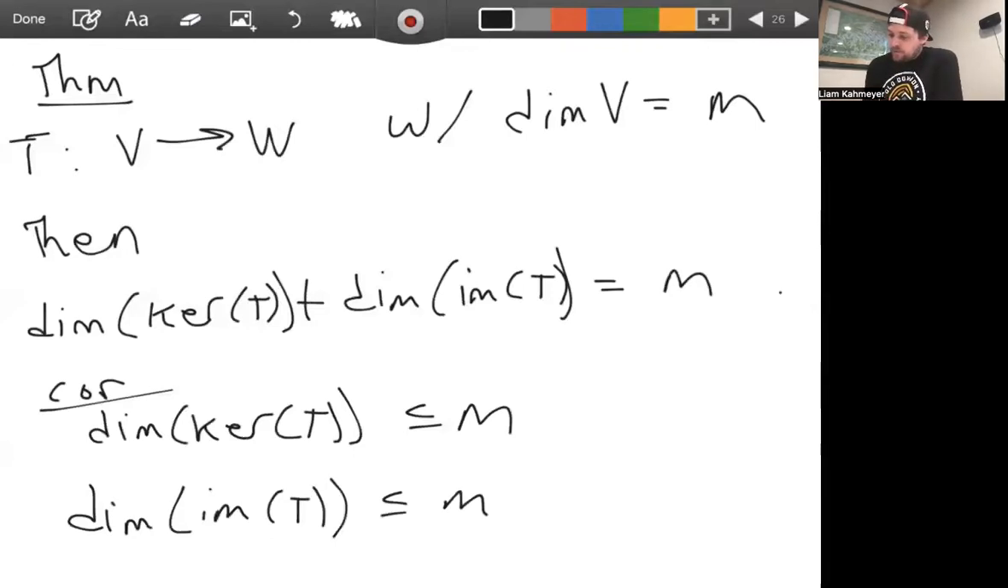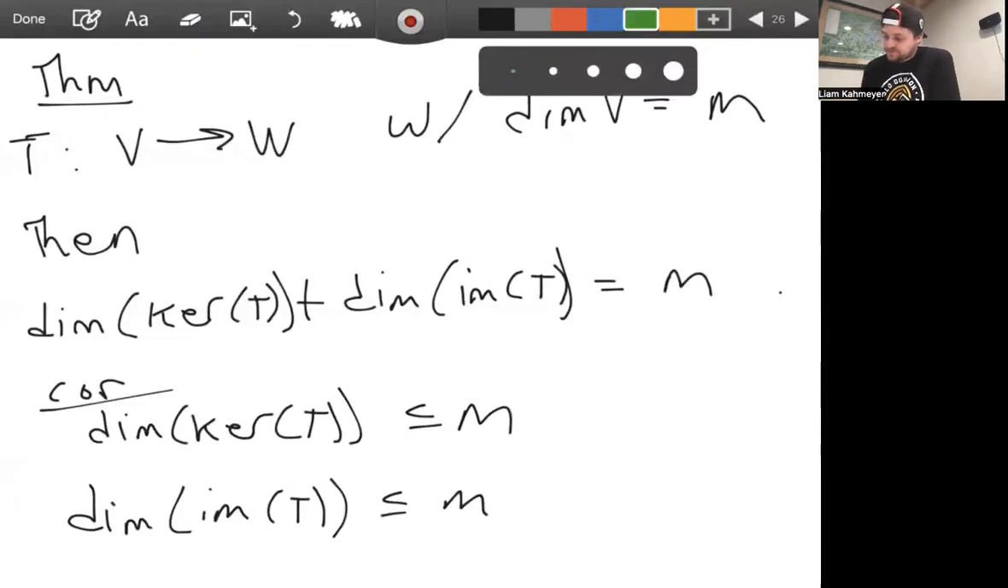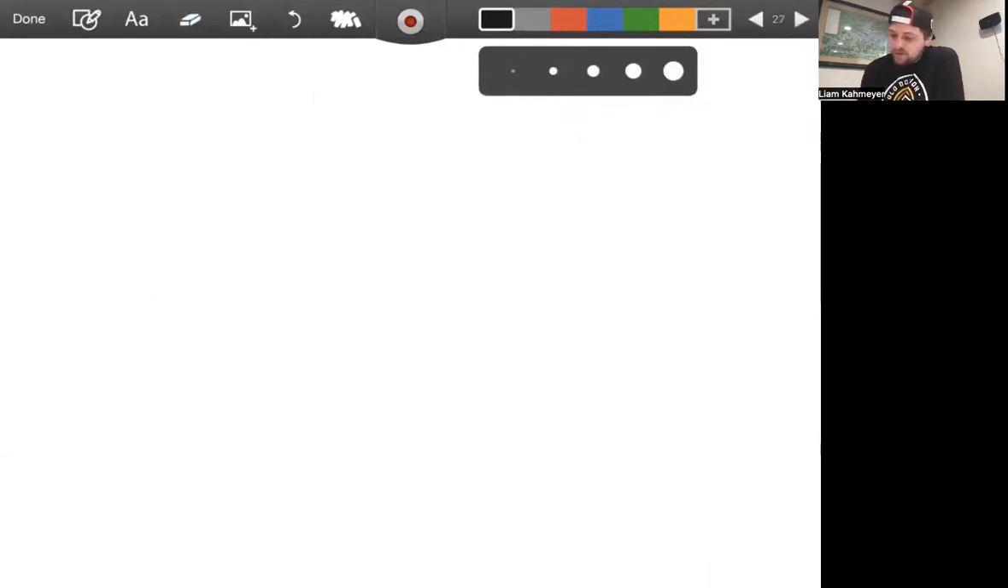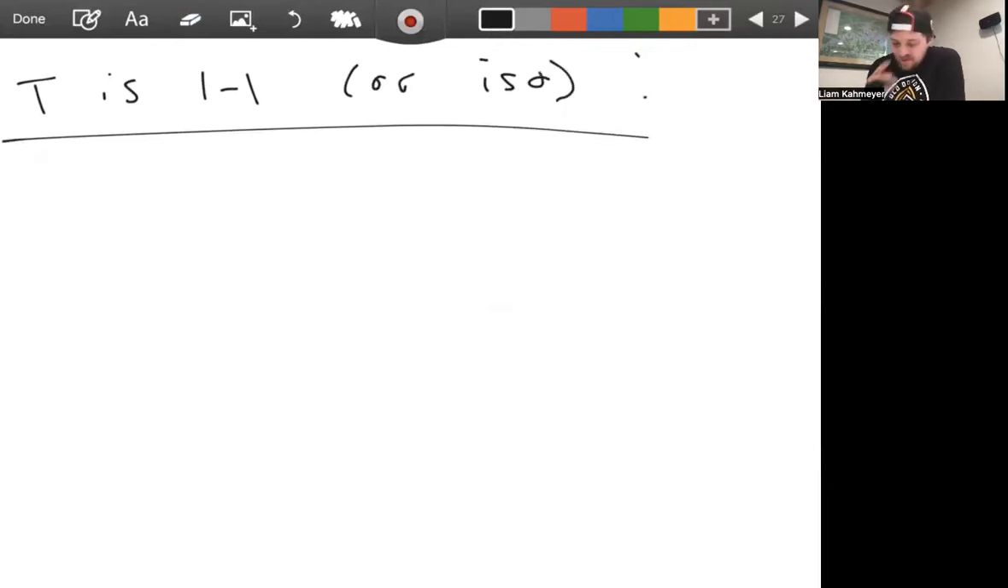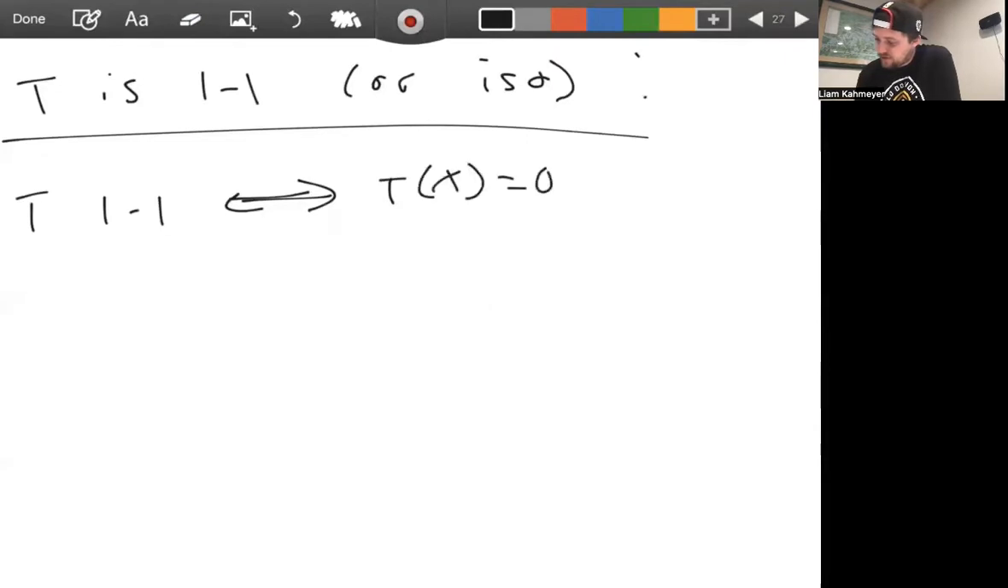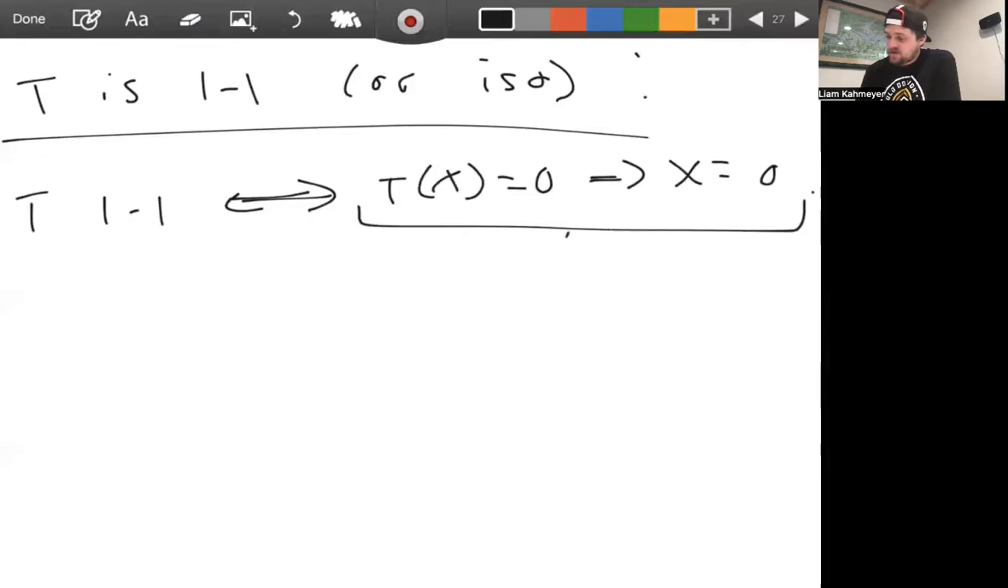Now, I want to make one more remark here about the dimension of the kernel. Let's think about the dimension of the kernel. Well, let's look at when T is 1 to 1, or an isomorphism, but primarily when T is 1 to 1. Remember, when T is 1 to 1, we have the following condition. T being 1 to 1 holds if and only if T of X equals 0 implies that X equals 0, right? So what does this mean?